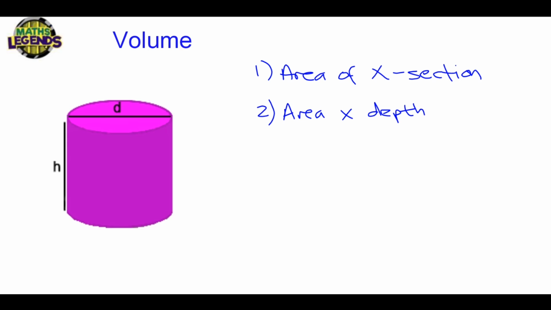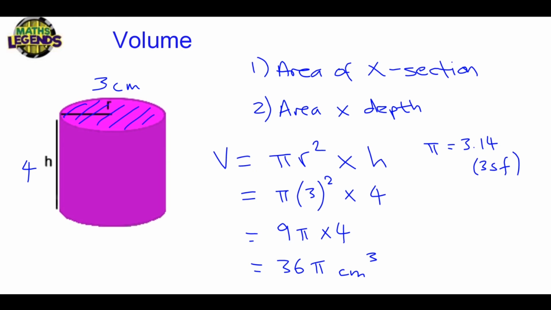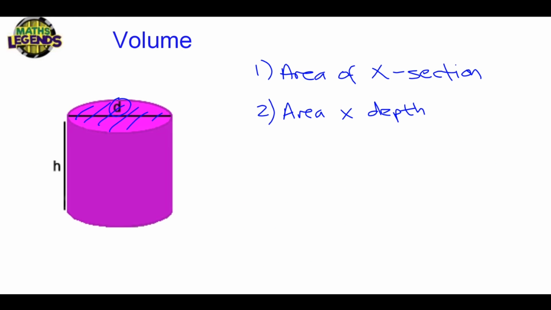Now, again, the shape is the same as the previous example, but this time we're not told the radius, but we're told the diameter. So we still need to work out the area of the cross section, just like we did in the previous example. So let's say the diameter is 6 and the height is 4. And we know the diameter is equal to 2 times the radius, which means that the radius is a half of it, so a half d. So a half times 6, which is equal to 3.